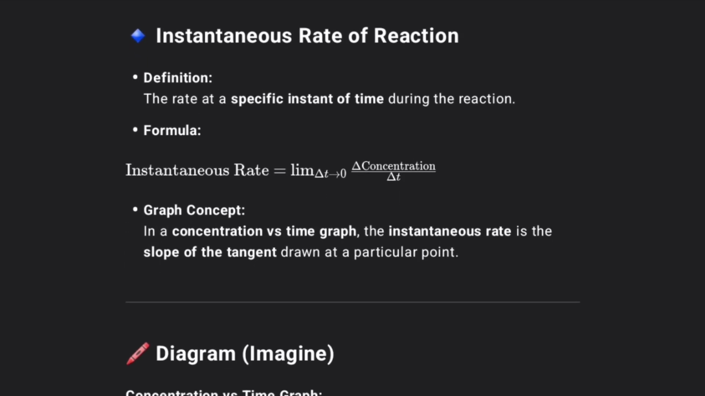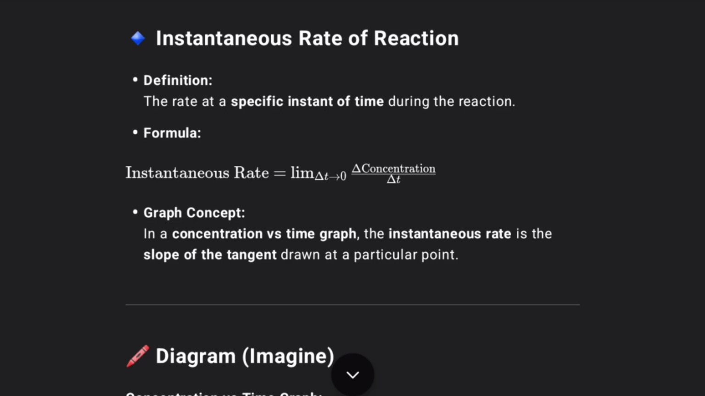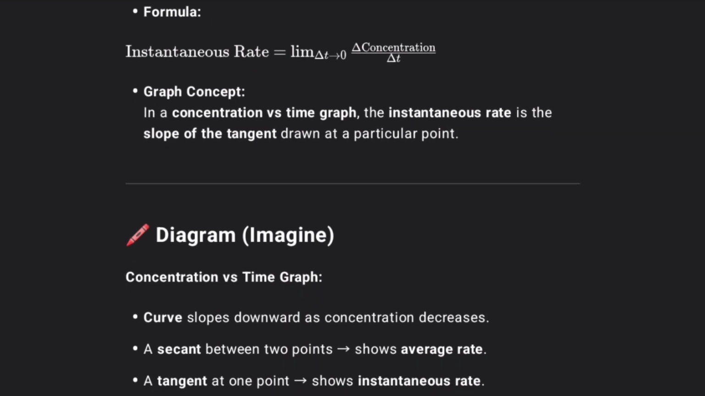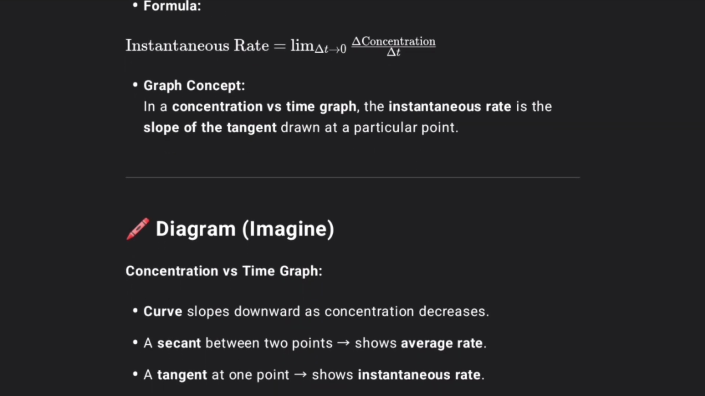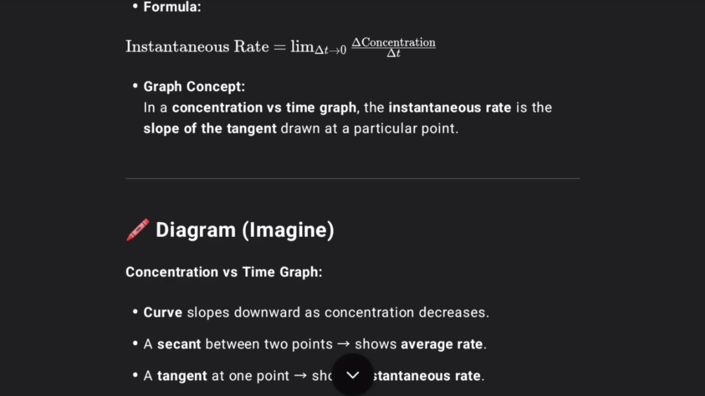Instantaneous rate of reaction. Definition: the rate at a specific instant of time during the reaction. Formula: instantaneous rate = lim Δt→0 of Δ[concentration]/Δt, or the derivative −d[reactant]/dt. Graph concept: in a concentration versus time graph, the instantaneous rate is the slope of the tangent drawn at a particular point.